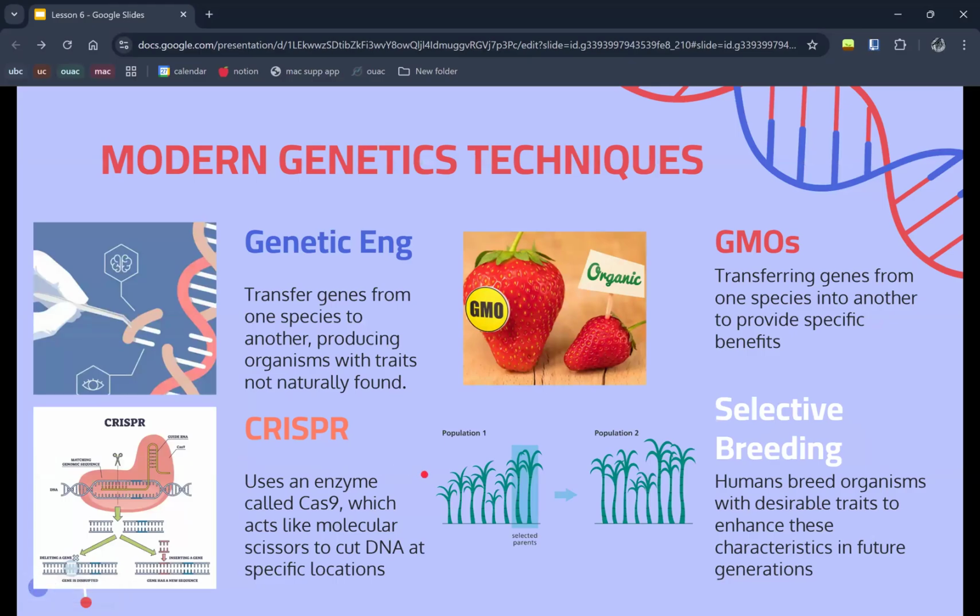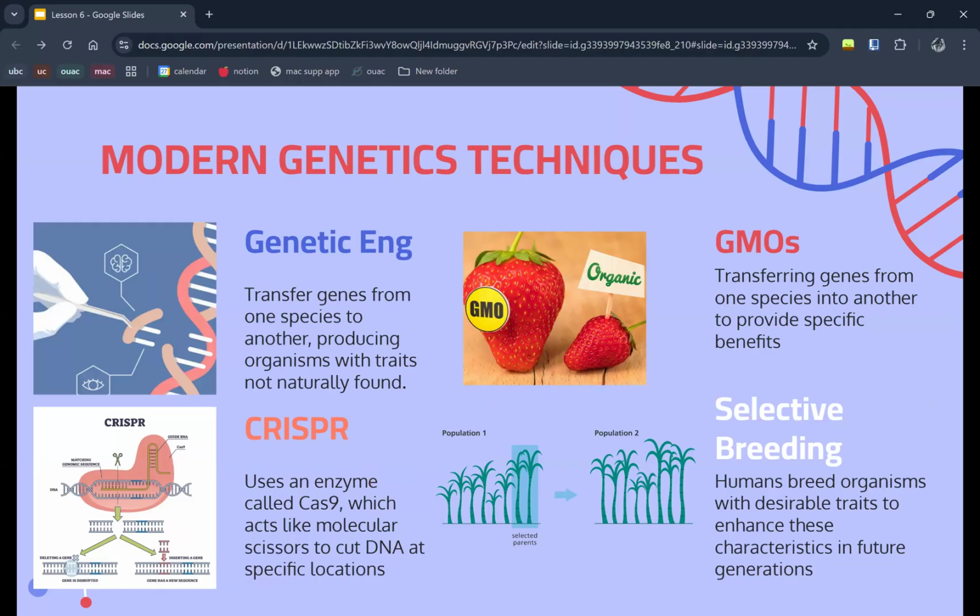Okay, so finally looking at some modern genetics techniques. Genetic engineering involves directly altering an organism's DNA to modify or enhance specific traits. We can do this by adding, removing, or altering genes to produce desirable characteristics or to study the function of genes. Scientists can also transfer genes from one species to another, producing organisms with traits that are not naturally found in them. For example, that could be introducing a gene from a cold-resistant fish into tomatoes, and that way the tomato plant can survive the frost.